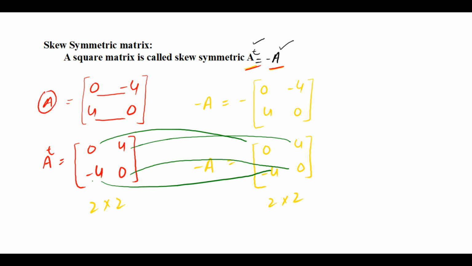So this kind of matrix is called skew-symmetric matrix.